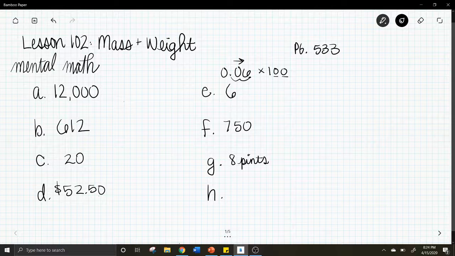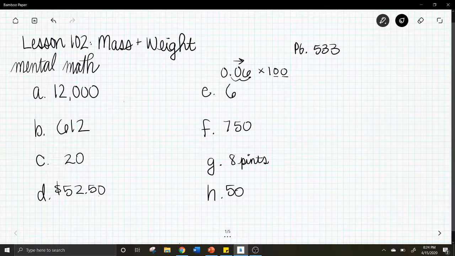And then letter H, we have 12 plus 12 plus 1. Find the square root, times 3 plus 1. Find the square root, times 2 plus 2 times 5. All right, so you should have gotten 50. So good job with those.